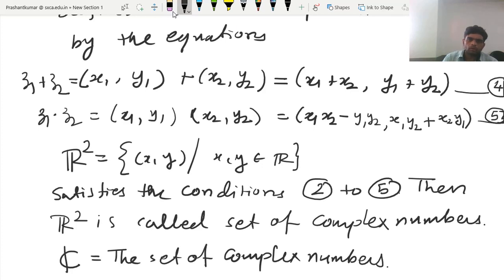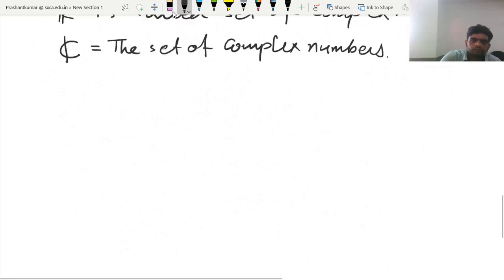So the important things are how the equality is defined, how the addition is defined, and how the product is defined. That makes the difference between the usual R square and the complex numbers. Or I can say it is a complex plane when I can draw things over there. Now let us go further.